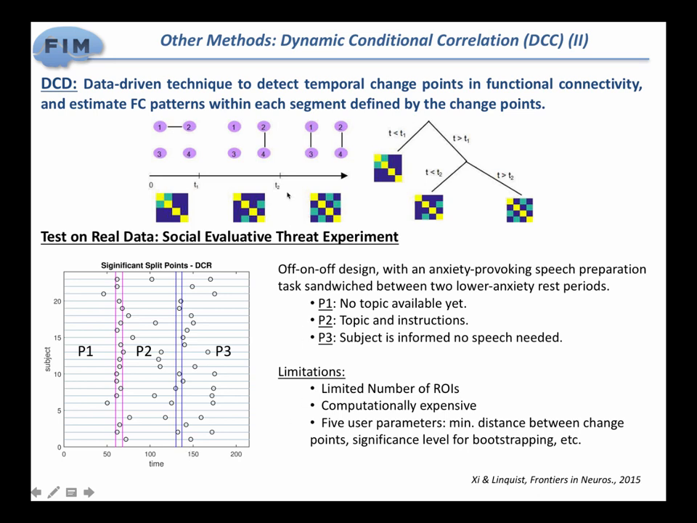Some limitations of this method is that because it's so computationally expensive, I think they say that anything with more than 100 ROI is hard to work with. And it's not a method that, okay, we're not setting the window length, but you have to set a lot of other parameters. So, nothing comes for free.